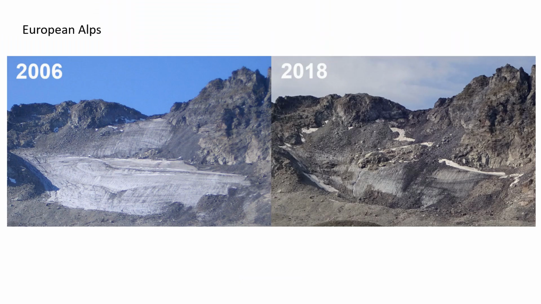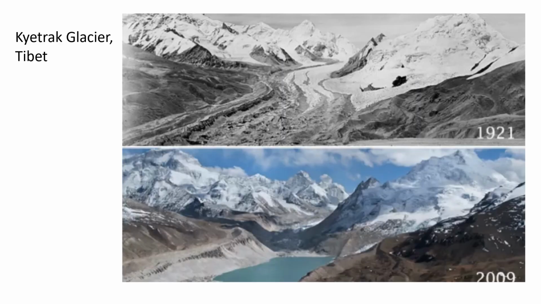And even just in the course of 12 years in the European Alps, I'm not 100% sure where exactly this photo was taken. It was just cited as the European Alps. So I'm not sure what country, but same thing. Doesn't matter where, you can see that the ice has been lost. And it's happening in the Himalayas, the Andes, every other mountain range around the world. We're seeing glacial loss.